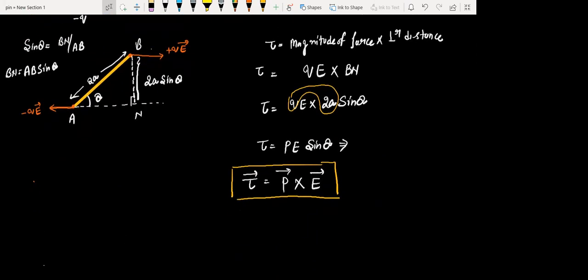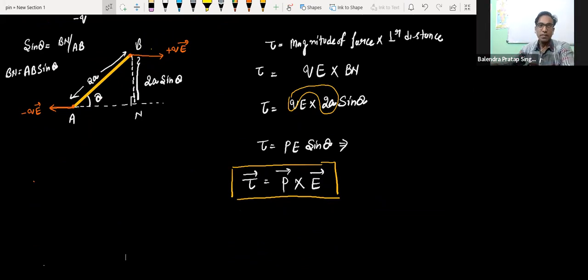This diagram is important, another geometrical figure. If you have any doubt, you can ask me. I will explain this diagram again. In this diagram I find the perpendicular distance, that is 2a sine theta. The length of the dipole is 2a, and we just use right angle triangle trigonometry to calculate sine theta.